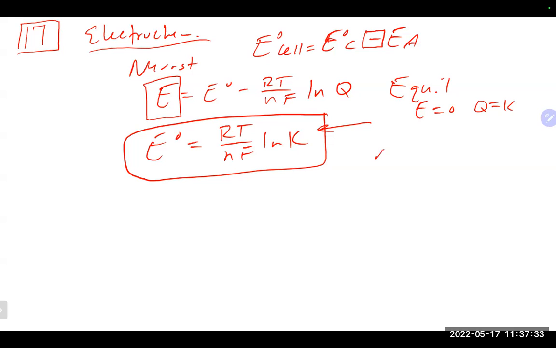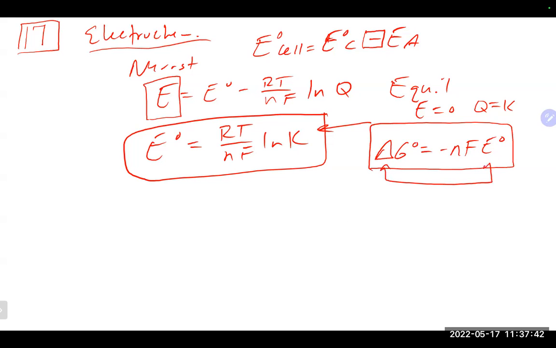We also saw delta G naught relating to it, equals negative nFE. The relationship between these two is that a positive voltage results in a negative delta G, which means spontaneous, so you should expect some products. The opposite, a negative voltage would result in a positive delta G, which would be non-spontaneous, and reactants present at that point.